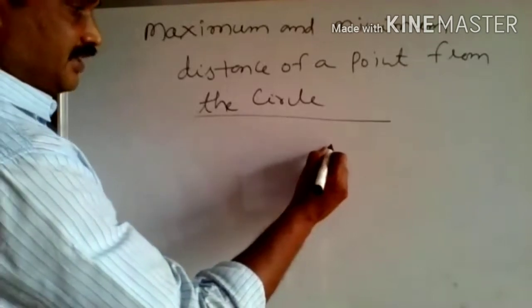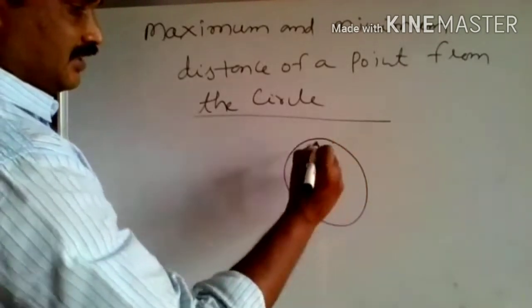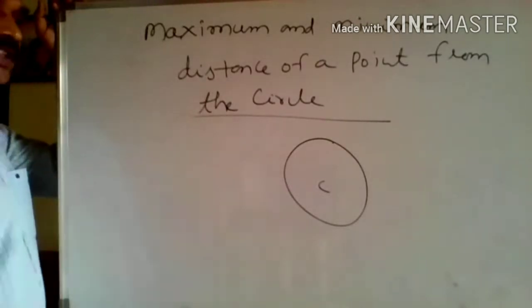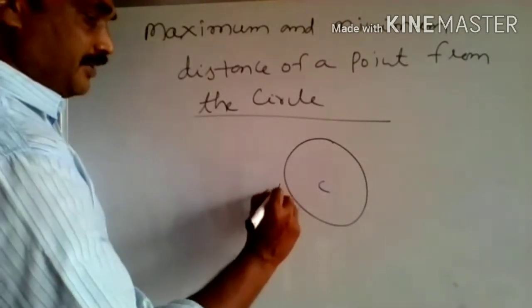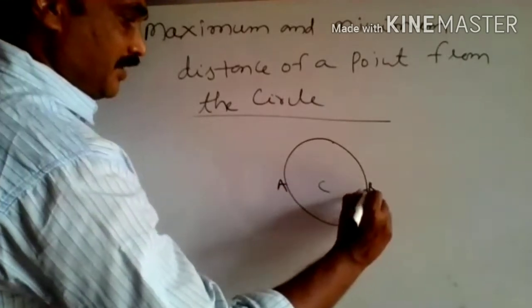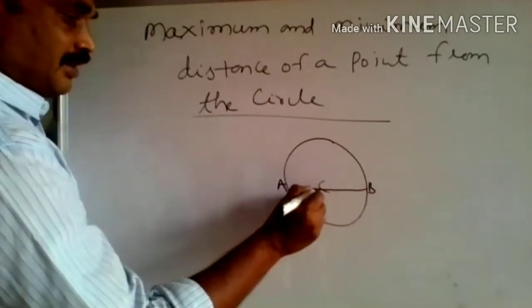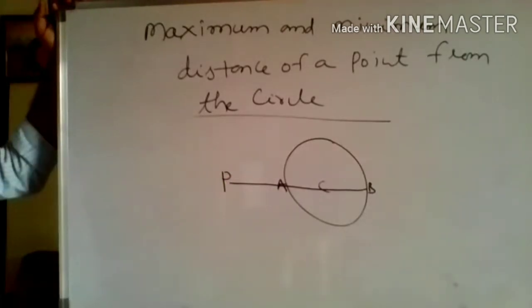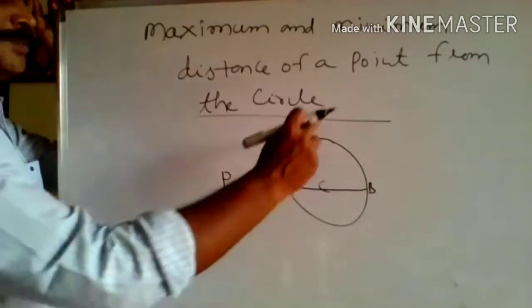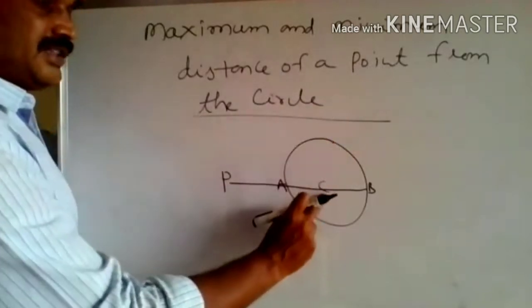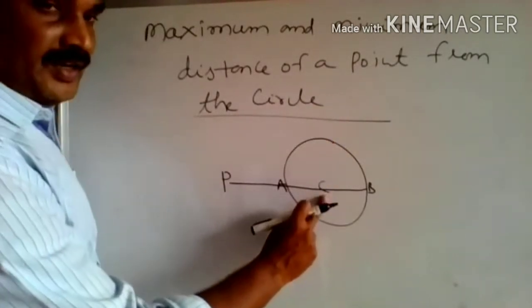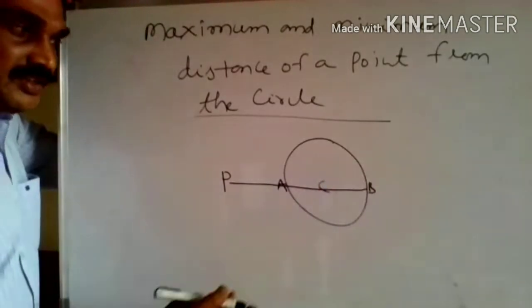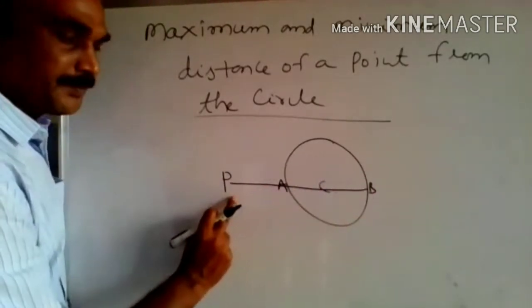Let C be the center and R be the radius of the circle. The diameter AB, the diameter passing through the center, passes through P.